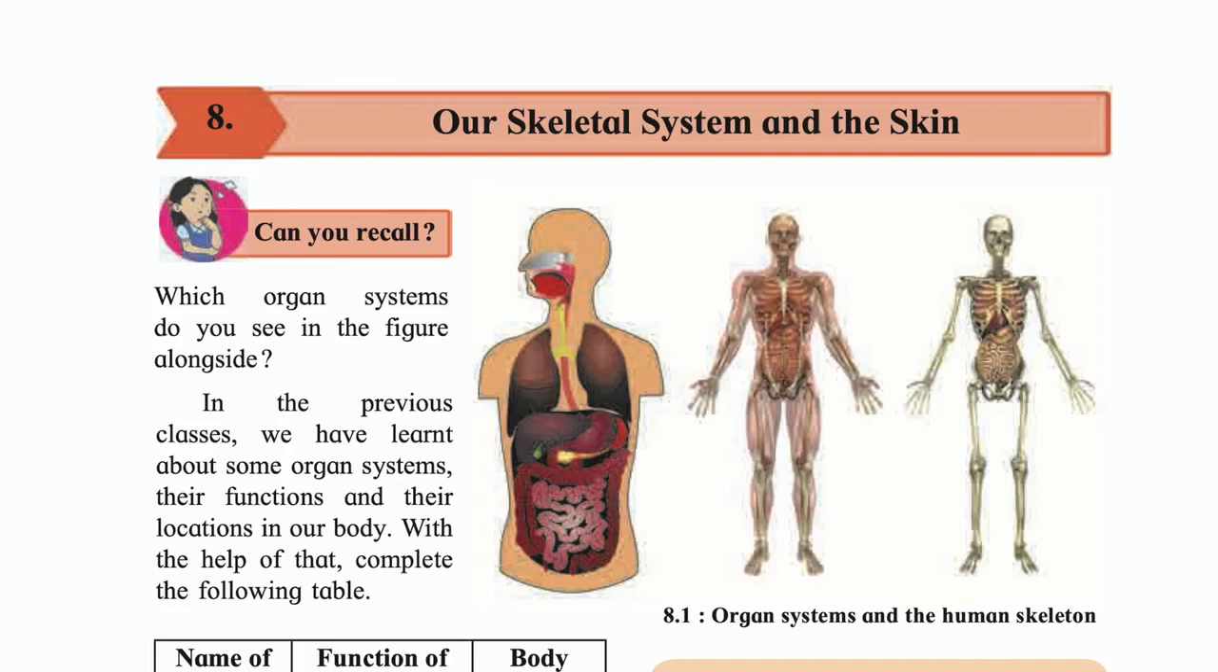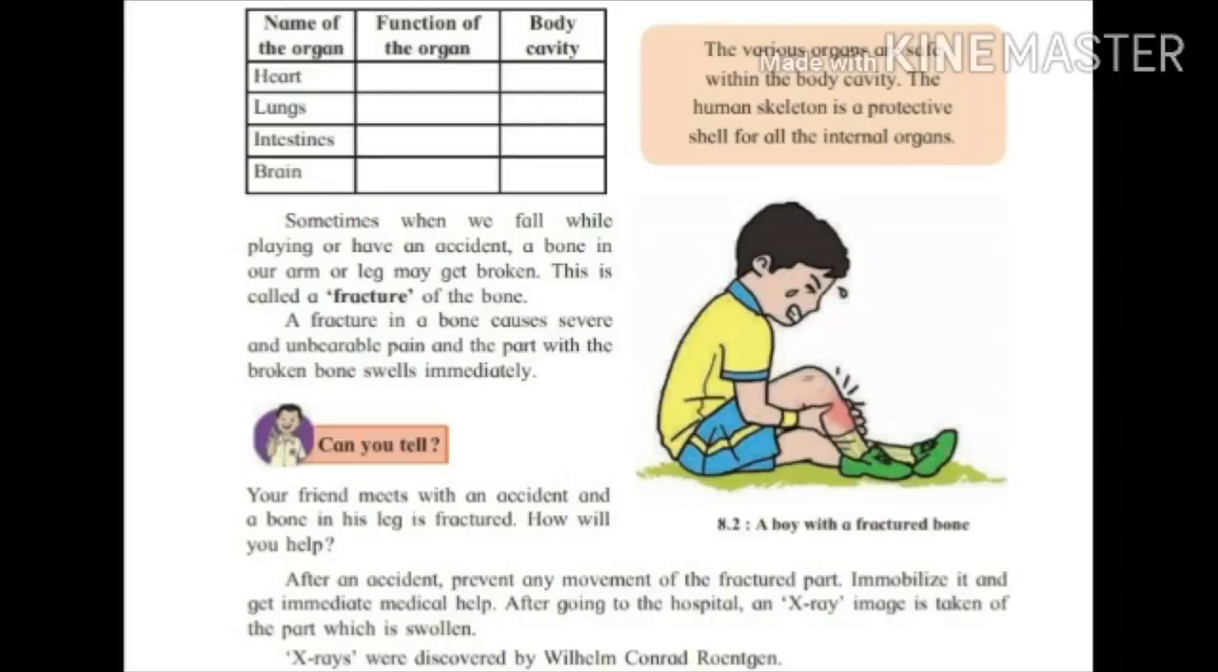Students, before starting, I'd like you to know that we had already studied internal organs and our body in previous chapters and previous standards. Now we are going to start with something more in detail. For example, there are various organs which are situated within the body cavity. The human skeleton is a protective shell for all these internal organs.